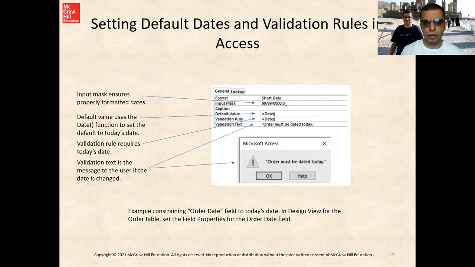Here's an example that we look at: input mask ensures proper format. You have a format for properties, and then you have a default value, using the date function, for example, to set the default to today's date. Then validation rules, and these are different things that you enter. So validating text in the message. When you're creating one field, you need to make sure all these rules are implemented. Order must be dated today, for example. So all these things are constraints that you build in for each field.